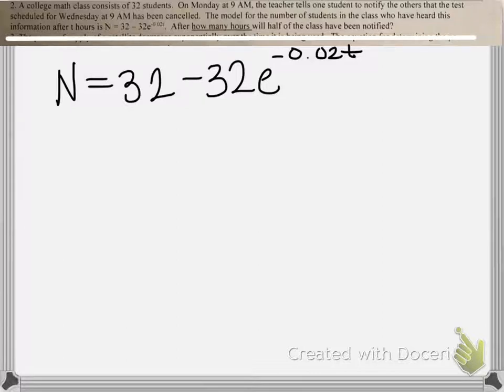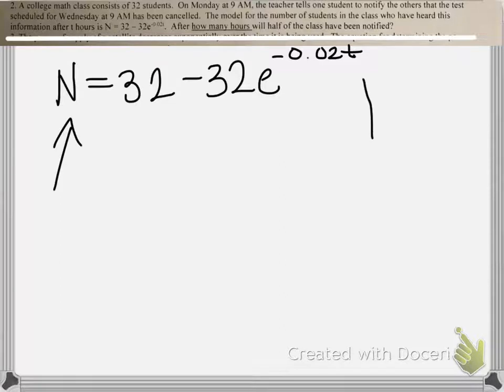So it says a college math class consists of 32 students. On Monday, 9 a.m., the teacher tells one student to notify the others that the test scheduled for Wednesday has been canceled. The model for the number of students in the class who have heard this information after t hours is this, right? So that's the formula. After how many hours will half of the class be notified, right? So that's what n is.